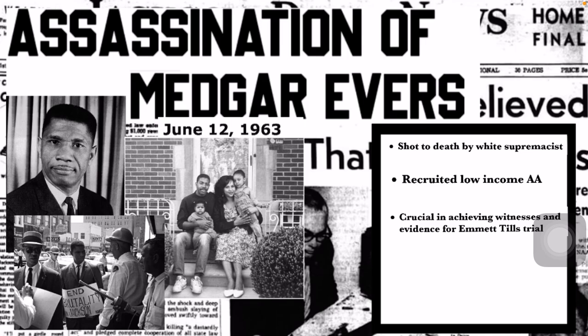Civil rights leader Medgar Evers was shot to death by white supremacist Byron de la Beckwith in 1963. Evers recruited poor African Americans into the civil rights movement. He was crucial in gathering witnesses and evidence for the Emmett Till murder case. When his murderer, Byron de la Beckwith, faced trial, an all-white jury couldn't reach a verdict, followed by a second all-white jury that reached no verdict. Finally, in 1994, a racially mixed jury in Jackson found Beckwith guilty of murder.